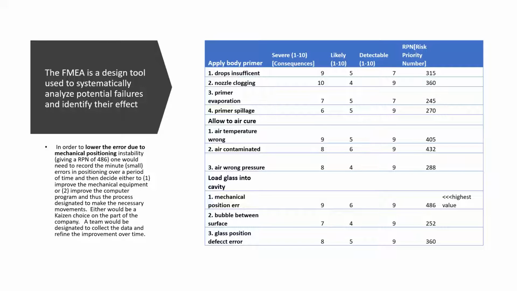In order to lower the error due to mechanical positioning instability, given a RPM of 486, one would need to record the minute, that is small errors in positioning over a period of time, and then decide, number one, whether to improve the mechanical equipment or to improve the computer program and thus the process itself. Either would be Kaizen, all right? And it would actually be an improvement that would be visible, you'd be able to see. A team would be designated to collect the data and refine the improvement over time.